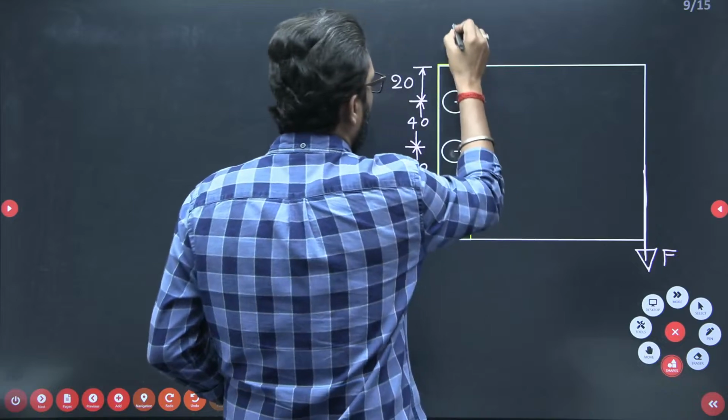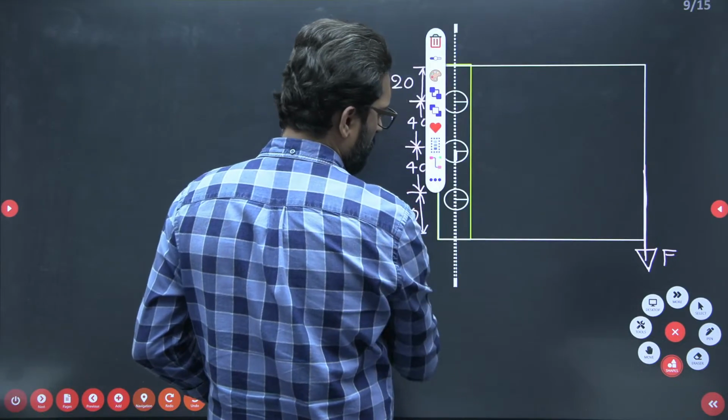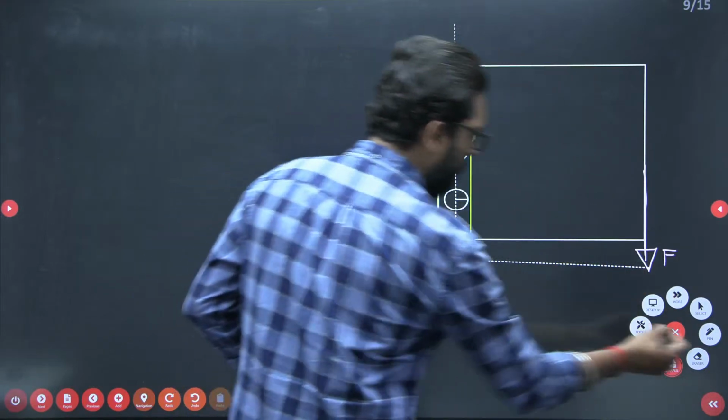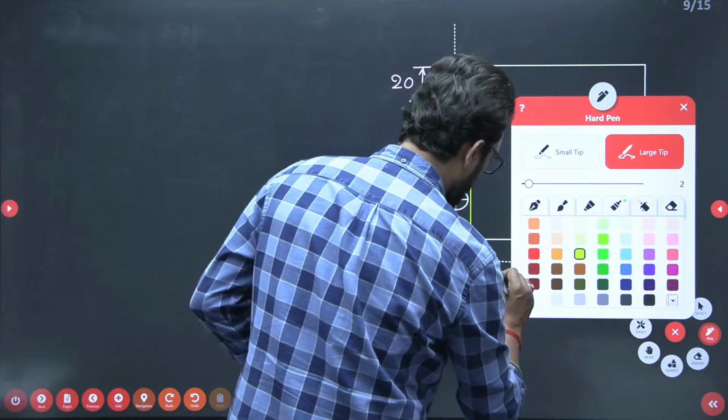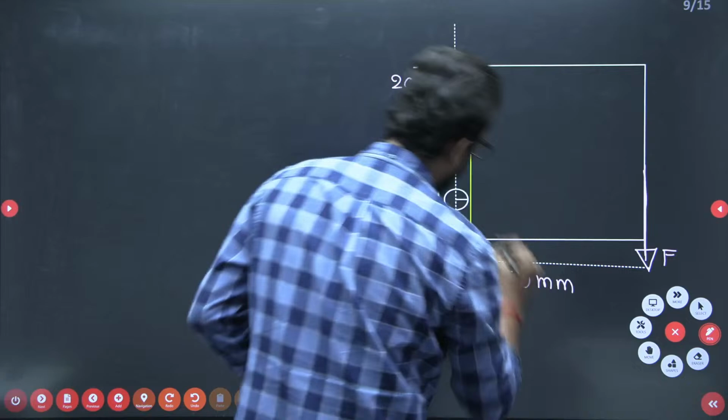From here, what distance is given? From this one to this one, the force application distance, how much is it given? This distance is 150 mm, from the CG of this bolt.